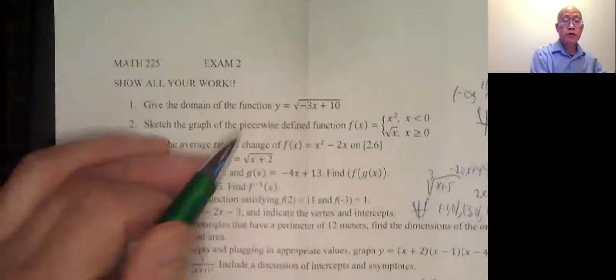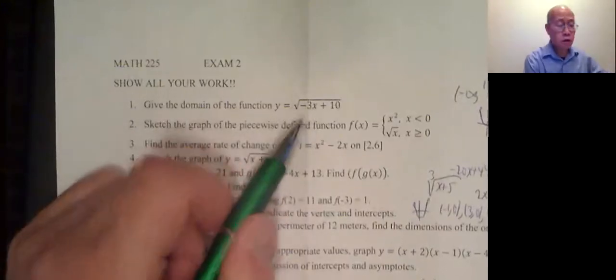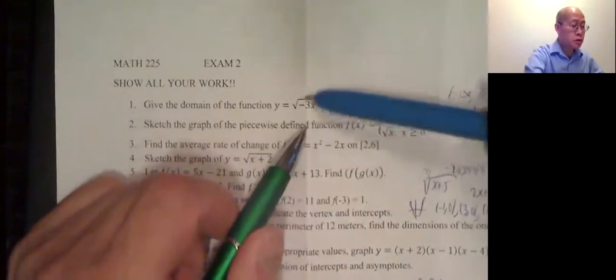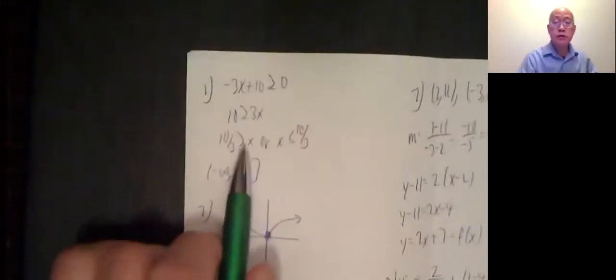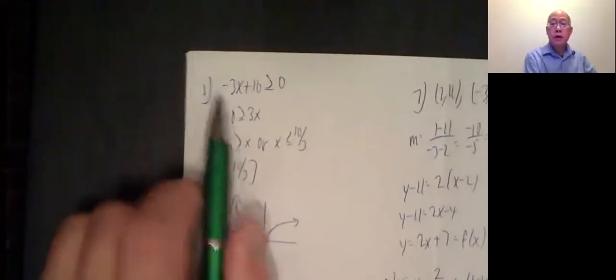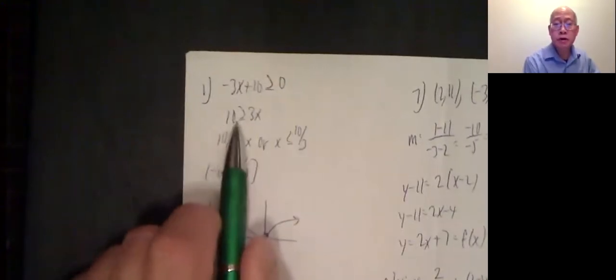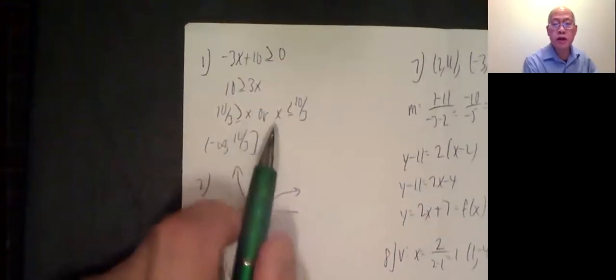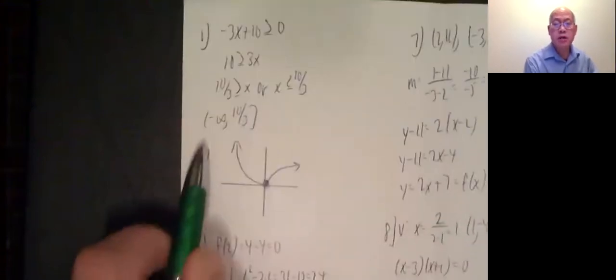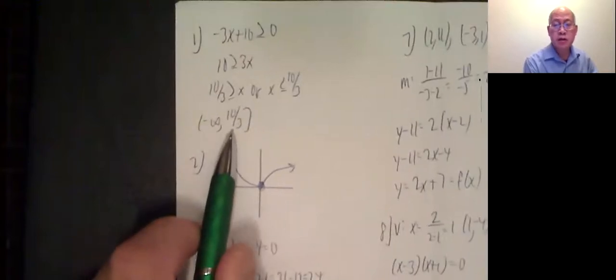Okay, number 1, give the domain of the function. There's a square root, so all of this stuff underneath the square root has to be greater than or equal to 0. So negative 3x plus 10 is greater than or equal to 0. Add 3x to both sides. 10 is greater than or equal to 3x. Divide by 3. 10 thirds is greater than or equal to x, or x is less than or equal to 10 thirds. So negative infinity to 10 thirds, bracket.